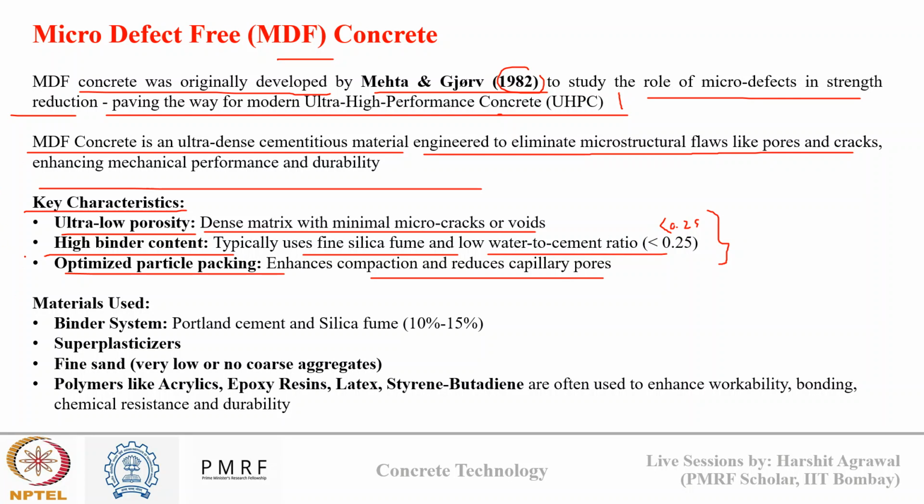Okay, and how is this achieved? By using a binder system containing Portland cement and silica fume, by using superplasticizer to maintain the required amount of workability, by using very fine sand and no coarse aggregate at all, so that there is no weak ITZ present in the system, and sometimes using polymers like acrylics, epoxy resin, latex. They can also be used to enhance the workability, bond, and the chemical resistance property, but this is optional. The last point is optional. The other 3 points are key for making a micro defect free concrete.